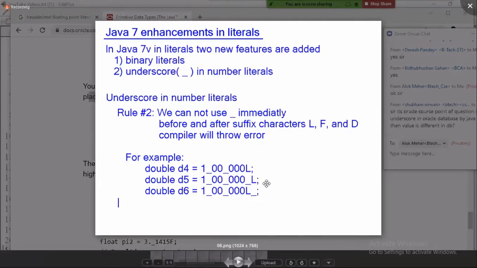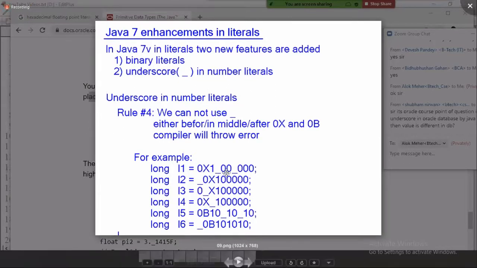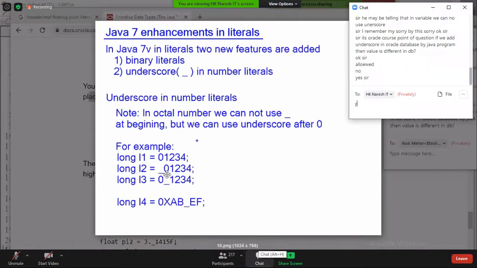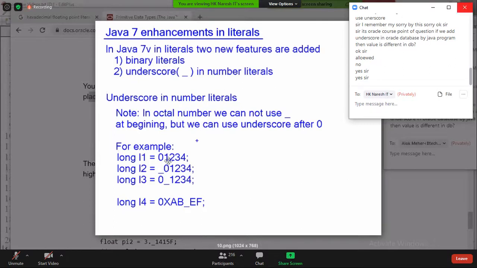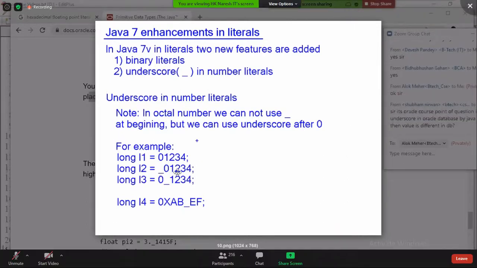4th rule. Anybody guess the 4th rule? Prefix is also there. Prefix 0x. 0x1_00_00 is allowed, no problem. But before 0, between 0 and x, or after 0x, if you use underscore, the compiler throws an error, invalid underscore. Everybody got clarity here? Next, 01234 is allowed, it is an octal number. Underscore 01234, is it allowed? Not allowed. The compiler throws an error, it is considered a variable.